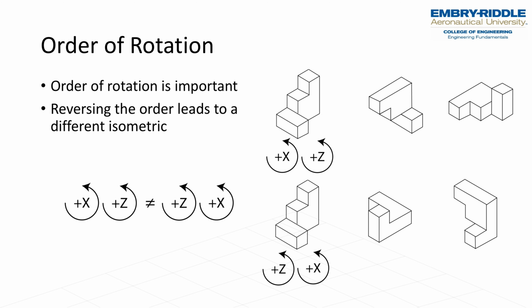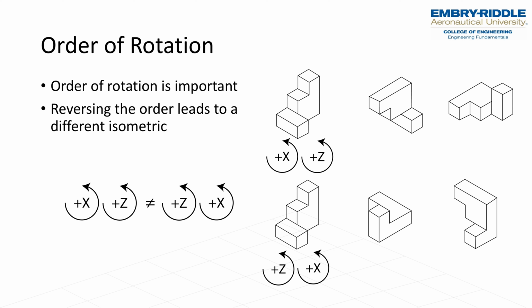Order of rotation is important. The final isometric will look different if you reverse the order of rotation. So suppose you have an original object like the one shown here. If you rotate that object positive 90 degrees about the x-axis and then positive 90 degrees about the z-axis, you'll notice that your resulting isometric is different than if you rotate the object positive 90 degrees about the z-axis and then positive 90 degrees about the x-axis.